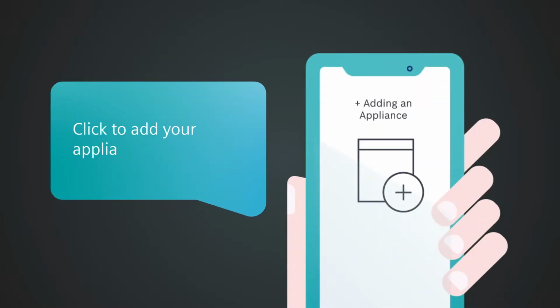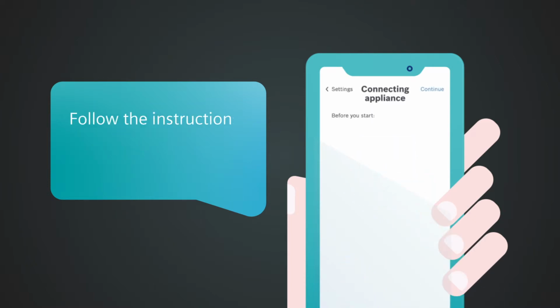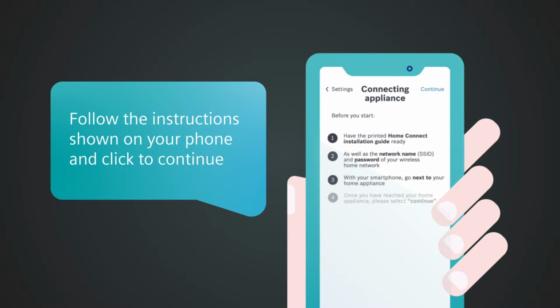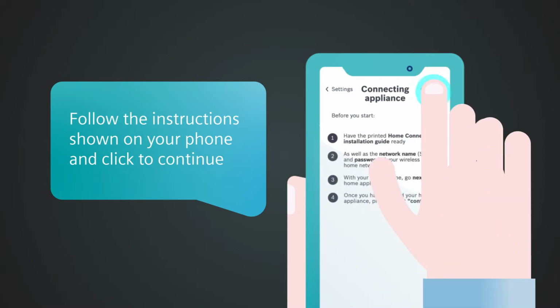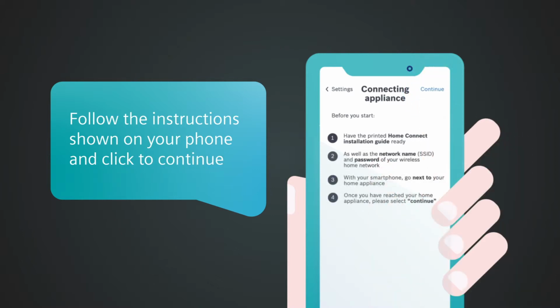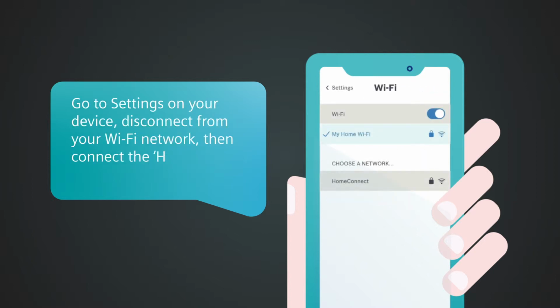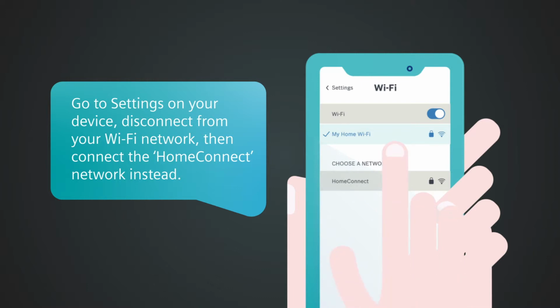Click to add your appliance. Follow the instructions shown on your phone and click to continue. Go to Settings on your device. Disconnect from your Wi-Fi network, then connect the HomeConnect network instead.